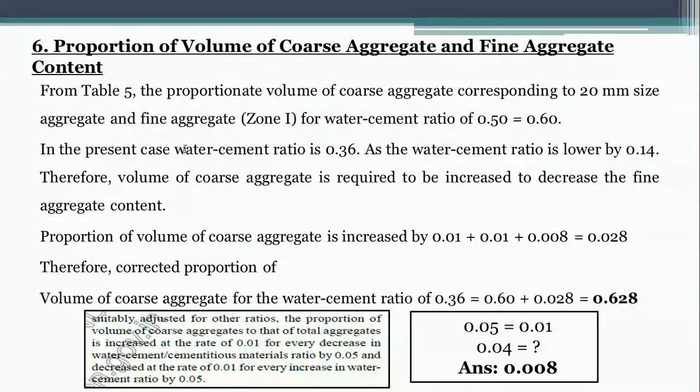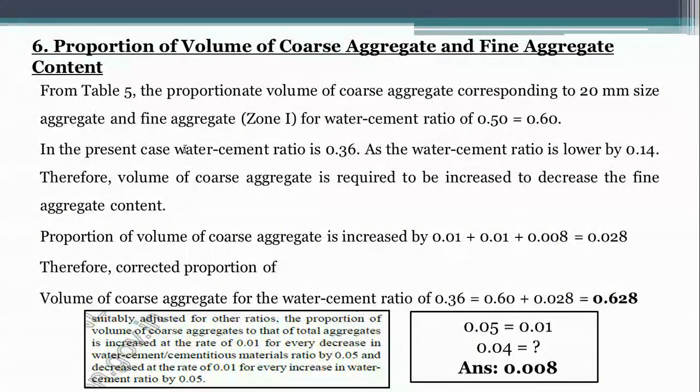Okay, 0.01 is for 0.05, 0.01 is for 0.05, and 0.008 is for 0.04. If you add all these three, you will get 0.028. I have shown a split-up just to make you understand.